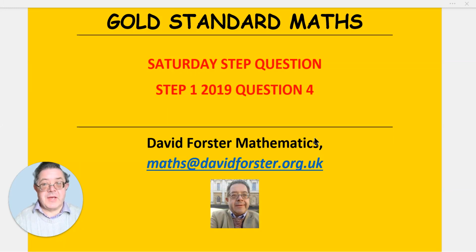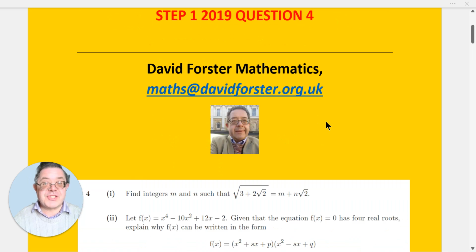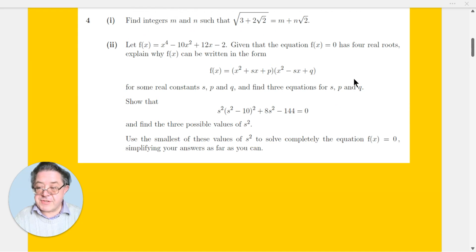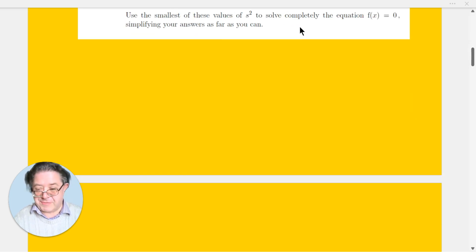Today's STEP question is on the solution of polynomial equations, specifically a quartic equation, and there are lots of surds thrown in, which for a paper that doesn't allow the use of calculators can be a challenge. This question is from STEP 1, 2019, and there is a first part, which is to find integers m and n so that the square root of 3 plus 2 root 2 equals m plus n root 2. This part is used later in the question.